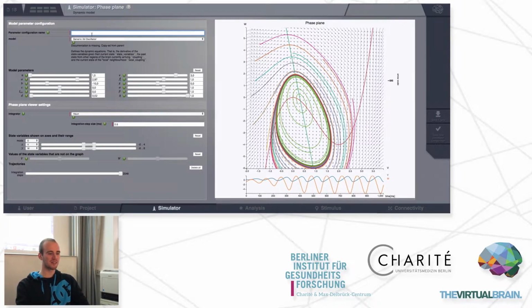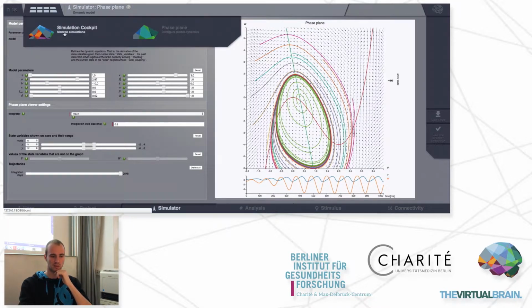Now you can also give this parameter configuration a name, yeah? Call it my oscillator or my fixed limit cycle, or give it any name, doesn't matter actually. And you can click save this new parameter configuration, and then you can use this on the simulation cockpit.